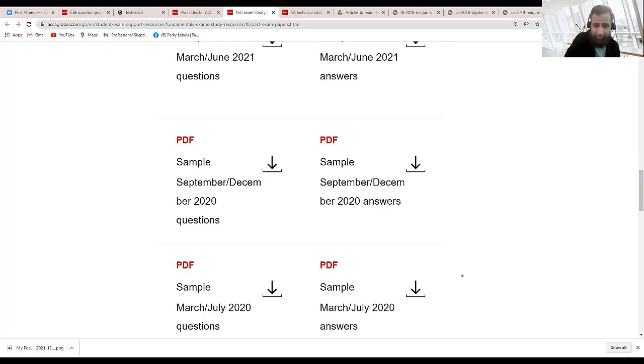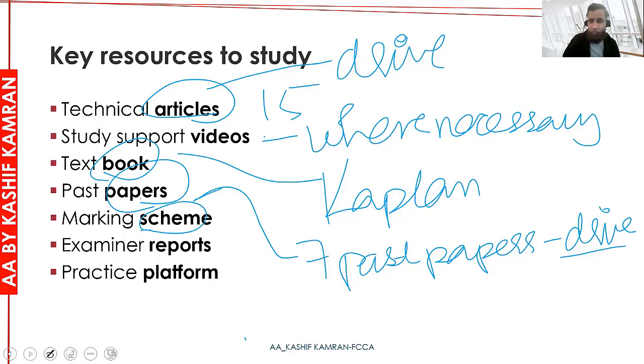Marking schemes is a very key resource. Once I start practicing with you in the classrooms, I will be guiding you about marking schemes. I will be guiding you how you should know the marking scheme. What is the source of knowing the marking schemes? And marking scheme will become a very valuable resource to study the AA paper. And I will be guiding you about that when the time comes in.